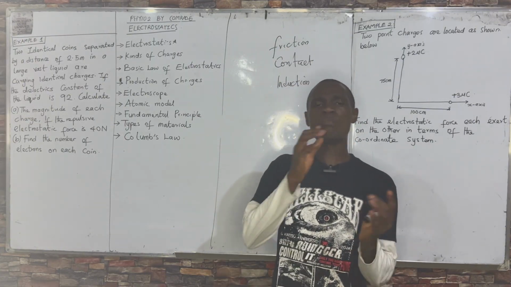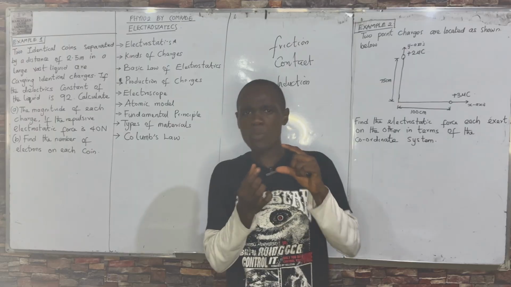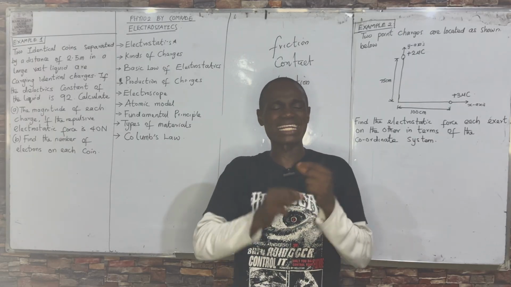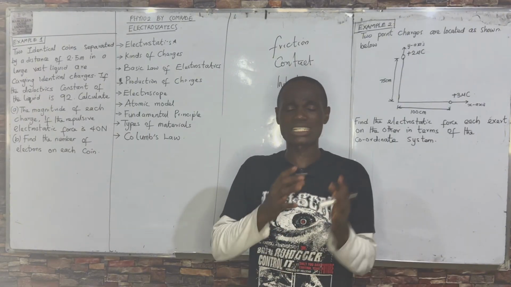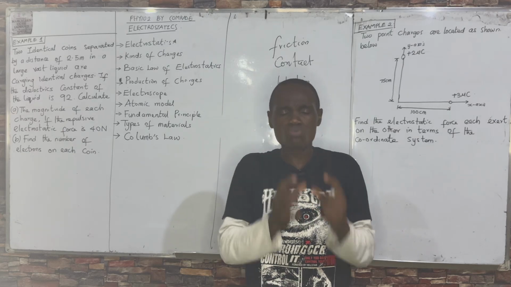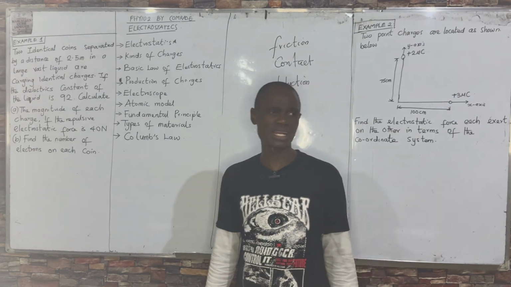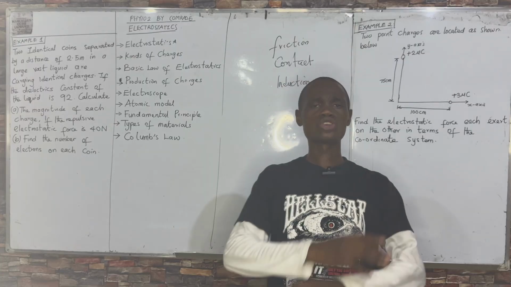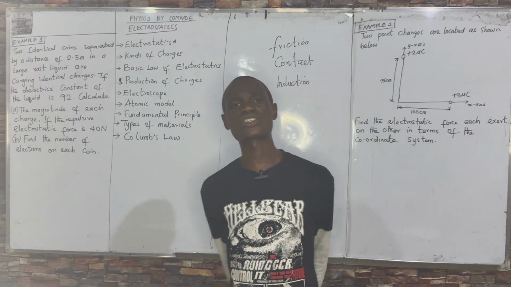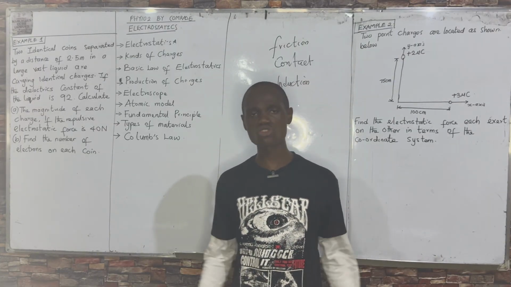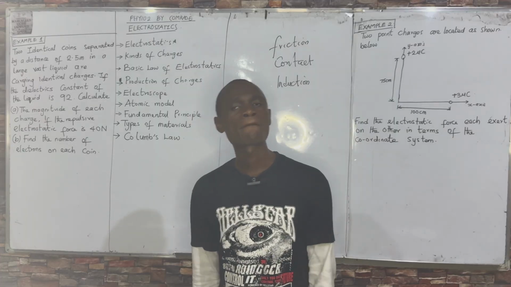And to measure and detect small positive charge, you use your what? Electroscope. So the instrument that is used to detect or measure small positive charge is called the electroscope. Don't forget.